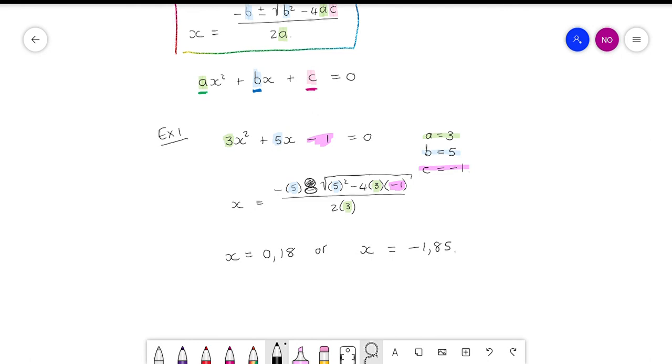Okay. So I want you to, for homework, do exercise 4, number 1 to 4. That's on page 31. En rond hulle vir my asseblief af tot 2 desimale plekke.